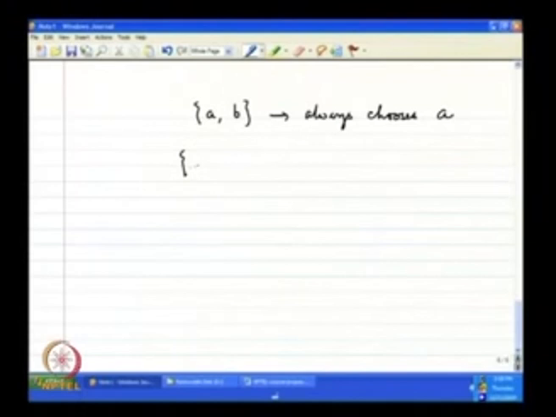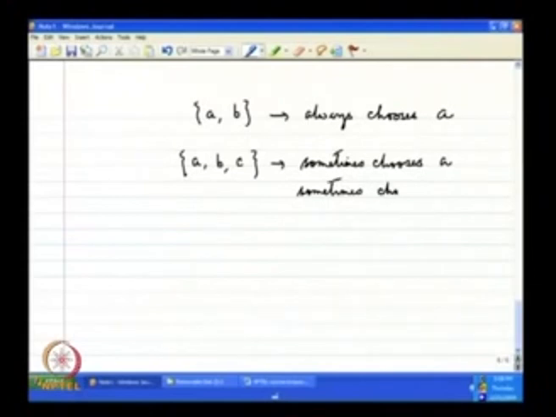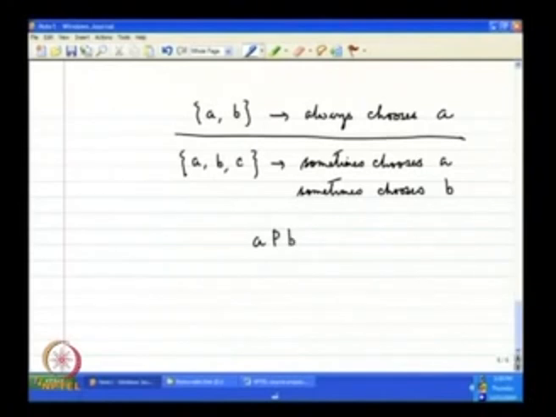And suppose it is also seen that if the same individual is given three choices, A and B as before, and now an additional choice, that is C, sometimes he chooses A and sometimes he chooses B. Now, if this is what is observed, then you see it again violates the theory of rational choice. Why am I saying that? The reason is that in the first case, when he has only two choices, he is always choosing A, which means A is preferred to B, because he is never choosing B.